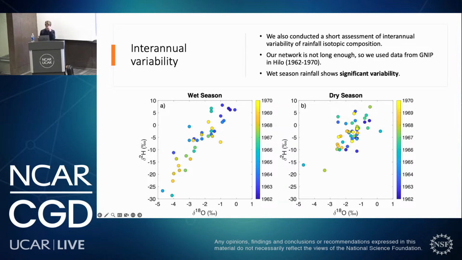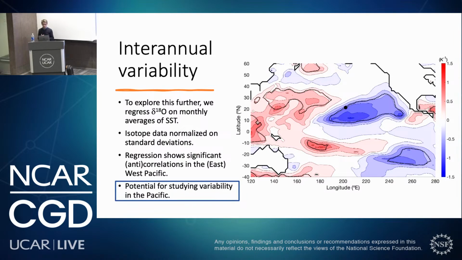Another way to link the variability that we were observing with the larger scale is that we did a linear regression of the delta 18 values that were observed by GNIP, and we regressed these with monthly averages of sea surface temperatures over the entire Pacific. As you can see, there are significant anti-correlations in the area next to Hawaii and significantly positive correlations on the western side of the Pacific.